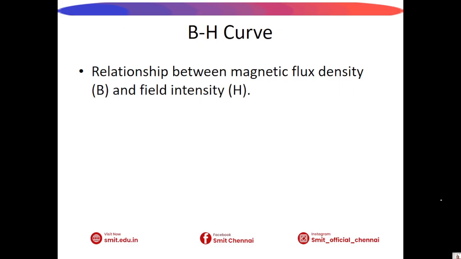Next, we see the BH curve. The BH curve shows the relationship between magnetic flux density B and magnetic field intensity H. As H increases, B also increases until the material reaches saturation. The BH curve helps engineers select suitable magnetic materials for different applications. It is particularly important in transformer and motor design.